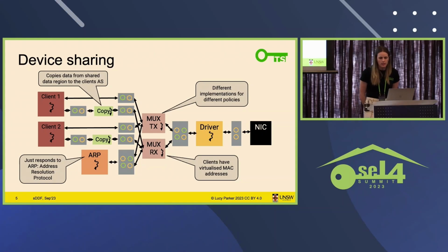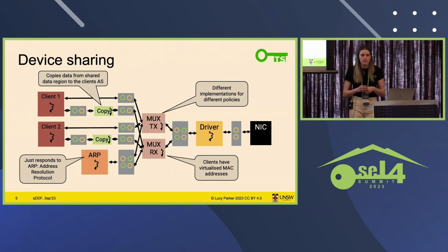And then as far as policies, on the receive path, the only policy that really makes sense is a FIFO policy. However, when the client's receive queues become full, the multiplexer will throw out any incoming traffic for those clients. On the transmit path, there's a few different policies that might potentially make sense.